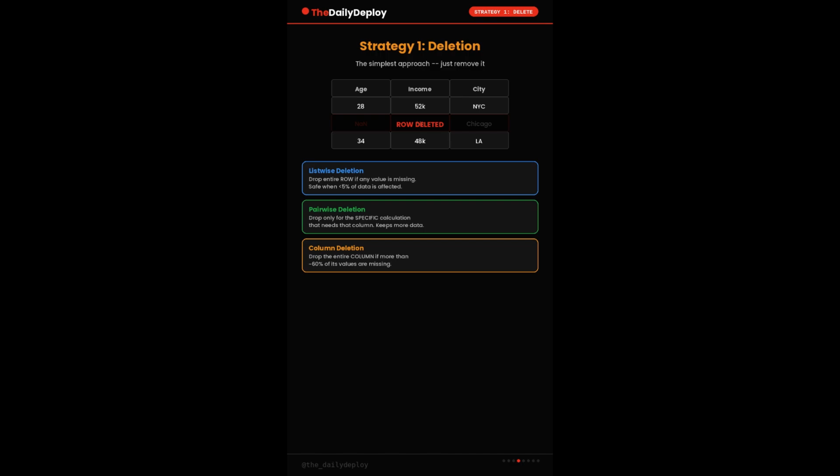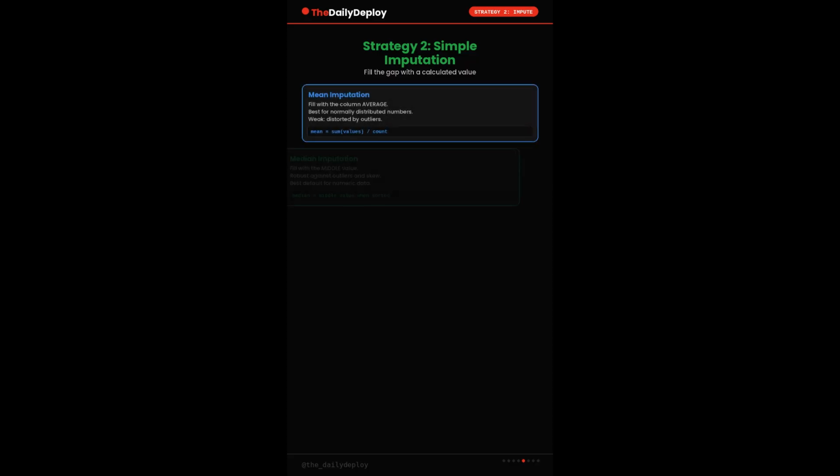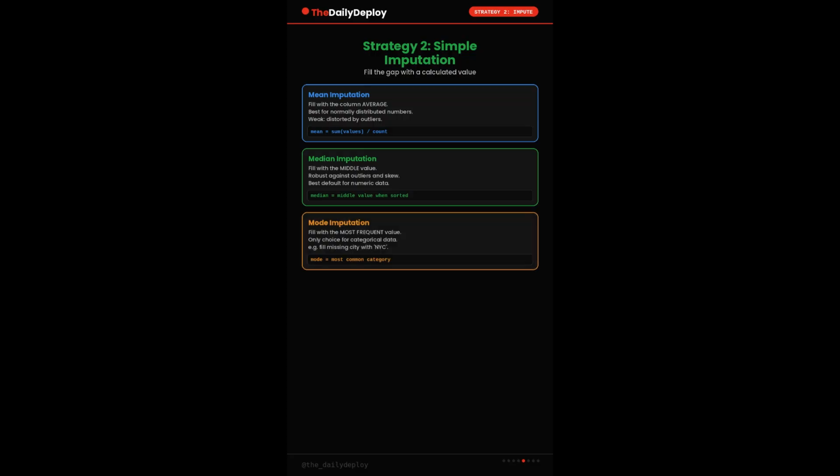The second strategy is simple imputation. Replace missing numerical values with the mean or median, and categorical values with the mode. Mean works well for symmetric data, while the median is more robust when outliers are present.